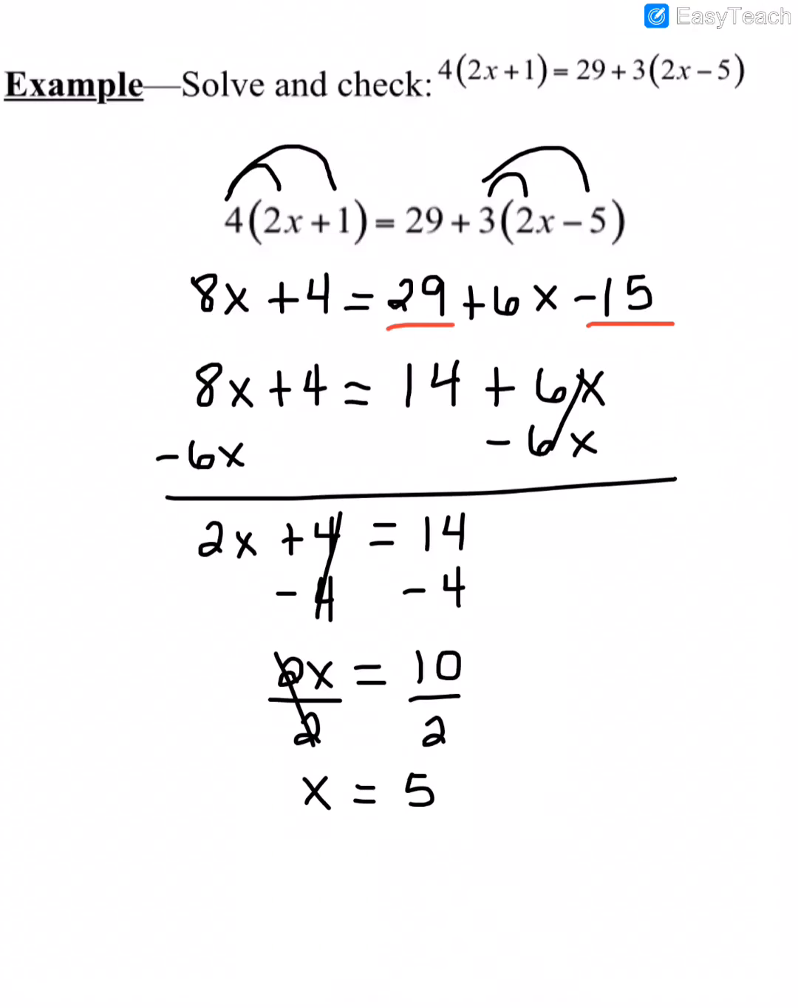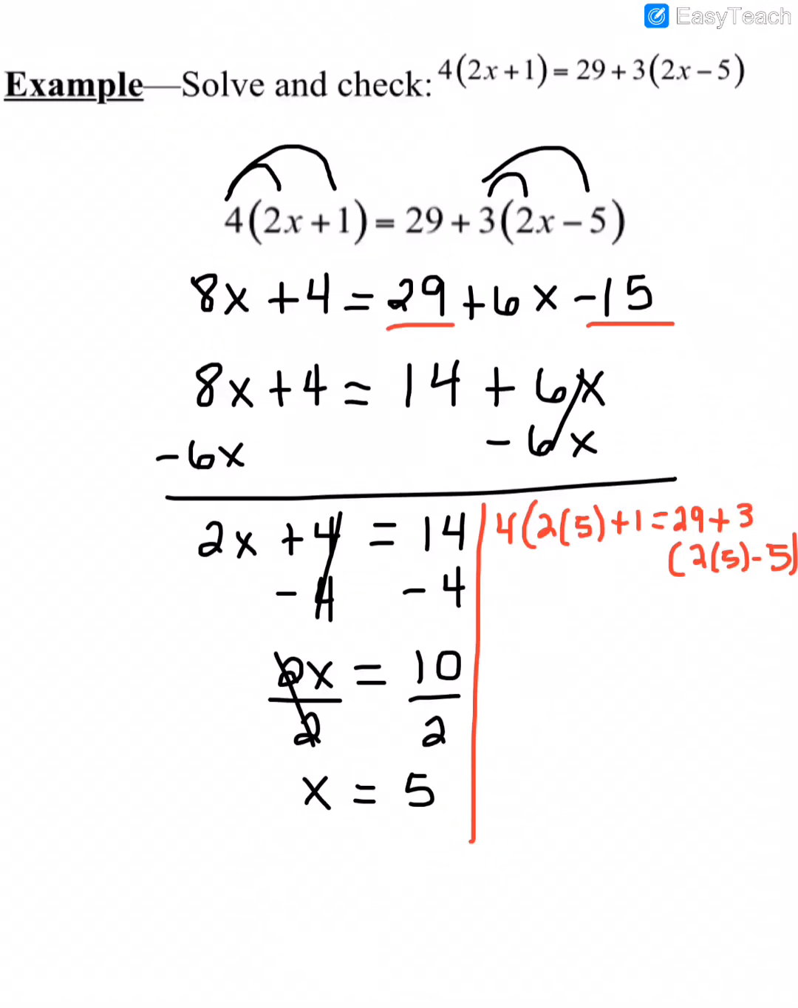Okay, I didn't leave myself a lot of room, but if I wanted to check that solution, I would need to plug 5 in every place there's an x in the original equation. Okay, so let me do that. I have 4 times 2 times 5 plus 1 equals 29 plus 3 times 2 times 5 minus 5.